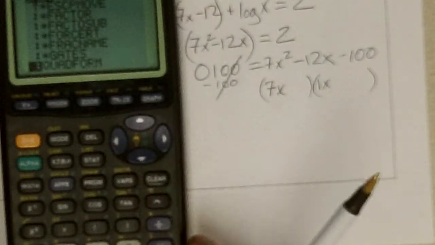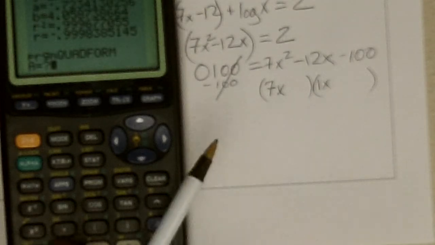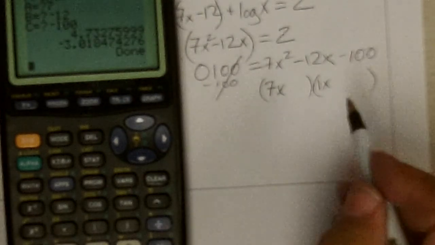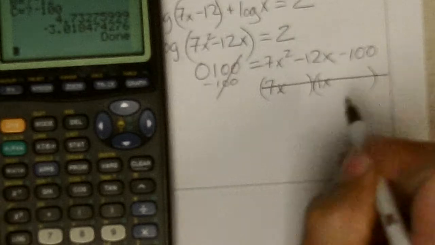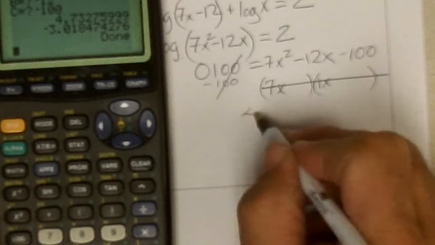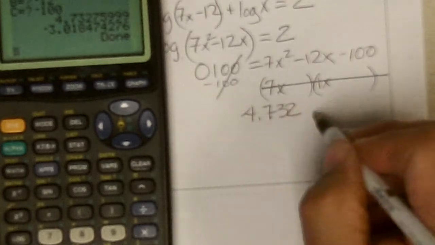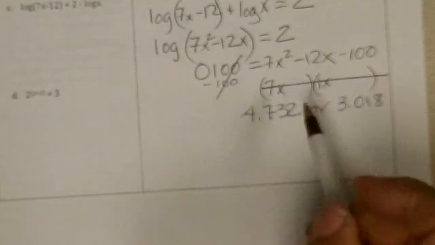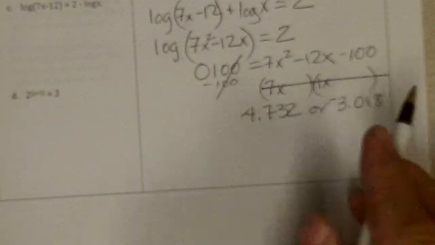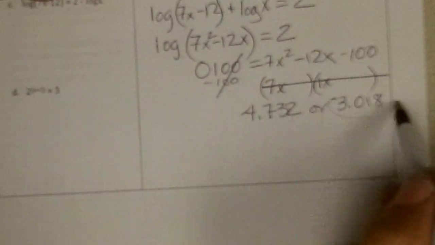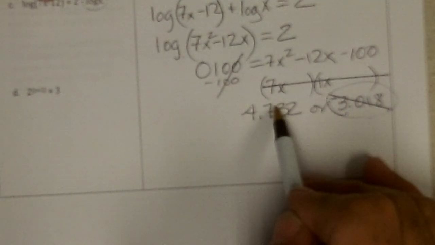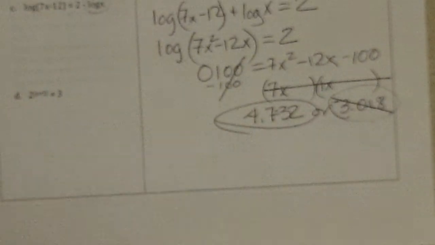Program quadratic formula: 7, -12, -100. They're not pretty numbers, so it doesn't factor, and we get 4.732 or -3.018. We can't use the log of a negative, and 4 times 7 is 28 minus 12, that would be positive. That would be positive. So this one must work.